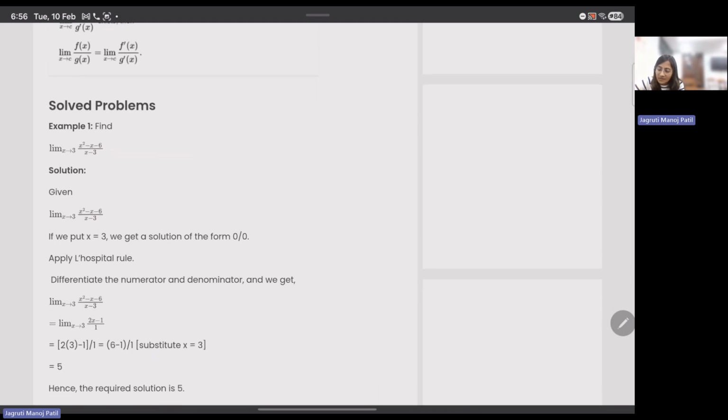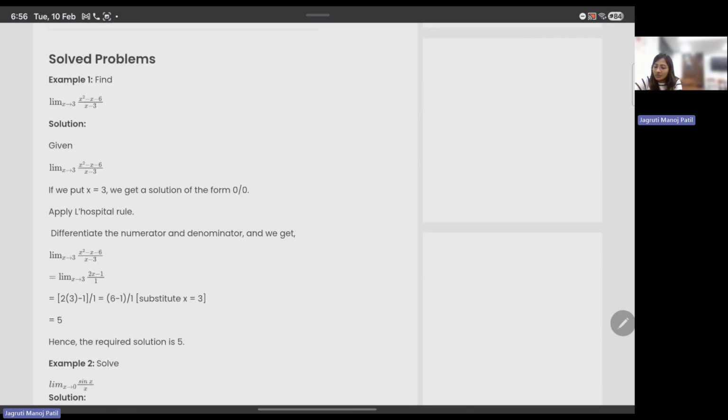If you put in 3, let's see what you get. You have 3 minus 3, that's 0. So the lower one is 0. The upper one, you see 3 squared is 9. 9 minus 3 is 6. 6 minus 6 is 0. So you have 0 by 0. That means we get a form of 0 by 0, so you can solve it using L'Hospital's rule.